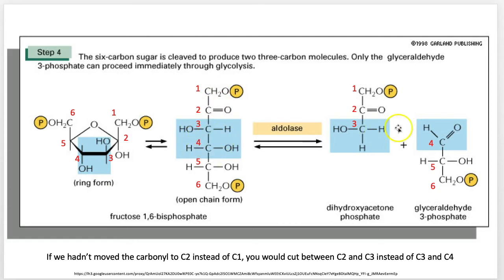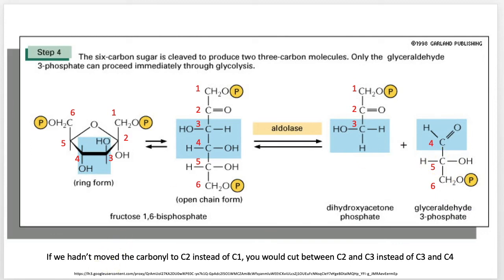So now I have two 3 carbon molecules. 1, 2, 3, 1, 2, 3. There's your number 1, 2, 3 carbon from here, and there's your 4, 5, 6 from here. Awesome. So that is dihydroxyacetone phosphate and glyceraldehyde 3-phosphate. Cool. So that's kind of fun.